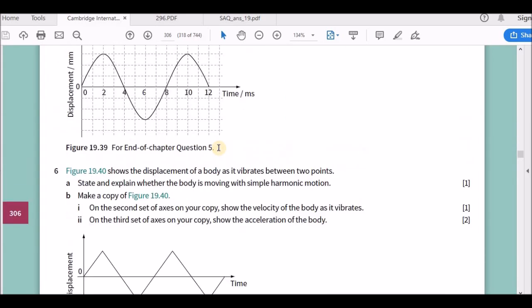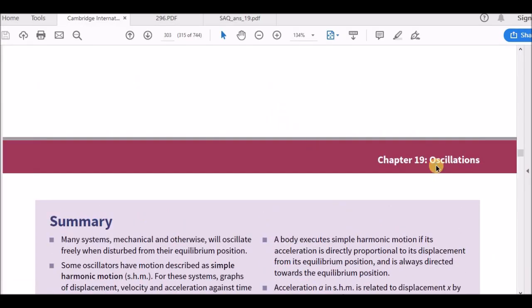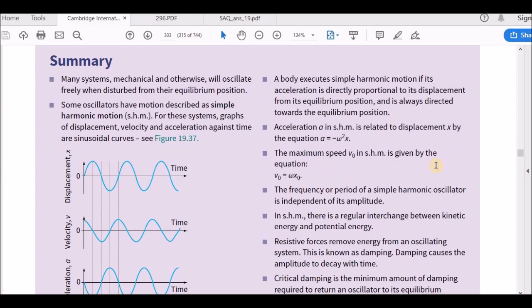Okay, so that's the end of the chapter Oscillations, which is also the chapter on simple harmonic motion.